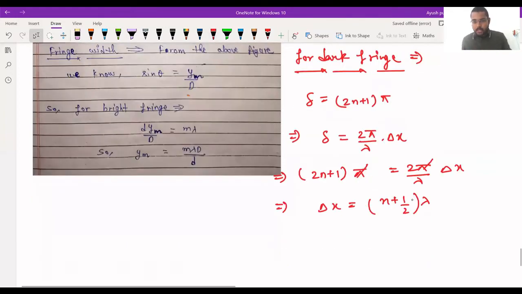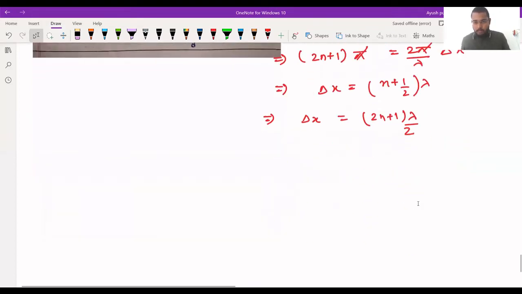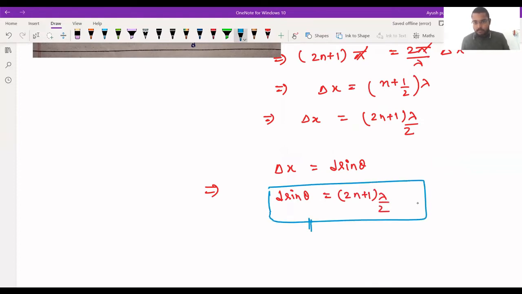Or I can write it like this also, that 2 delta x is equal to (2n plus 1) lambda by 2. Again from equation first, we know delta x is equal to d sine theta. So d sine theta can be written as (2n plus 1) lambda by 2. Now this is the condition for dark fringe. Dark fringe means minimum intensity.